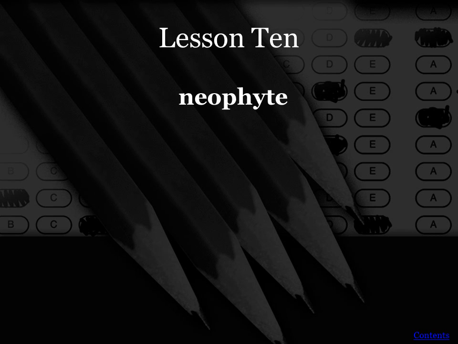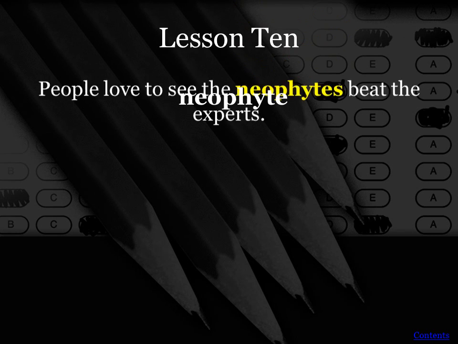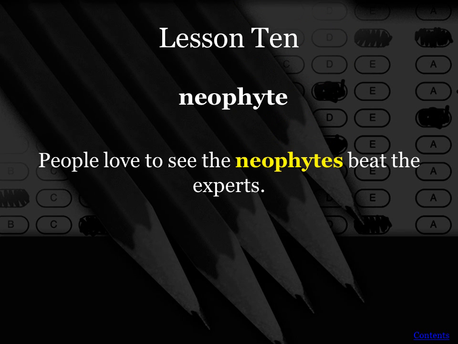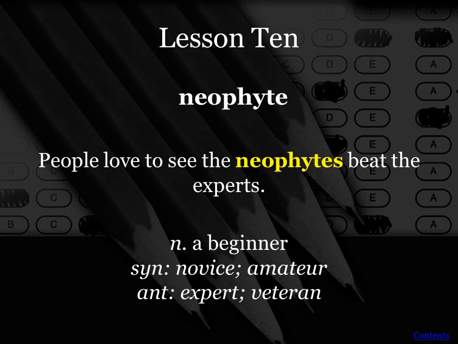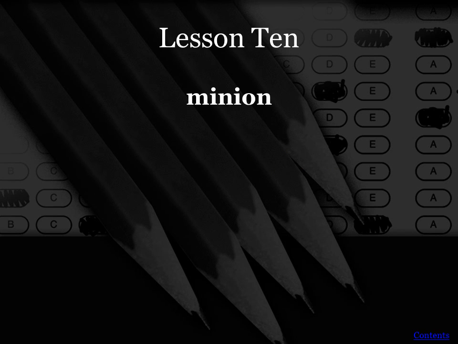Neophyte. Think about neo. This was in our context clues exercise for lesson 9. And that should help you figure this out pretty quickly. People love to see the neophytes, so it's a noun, beat the experts. So the opposite context clue is in this sentence as well. Neophyte is the opposite of an expert. So we're talking about a beginner or a novice or an amateur. The opposite is expert or veteran.